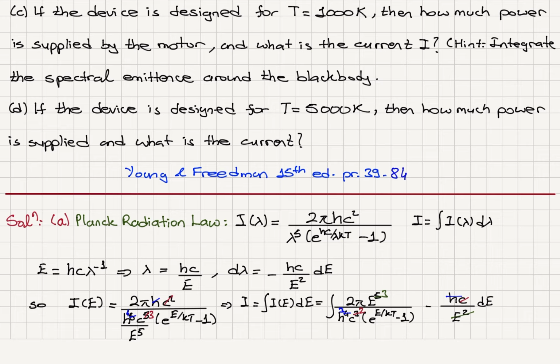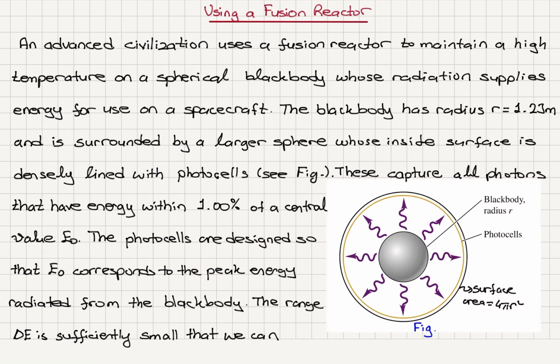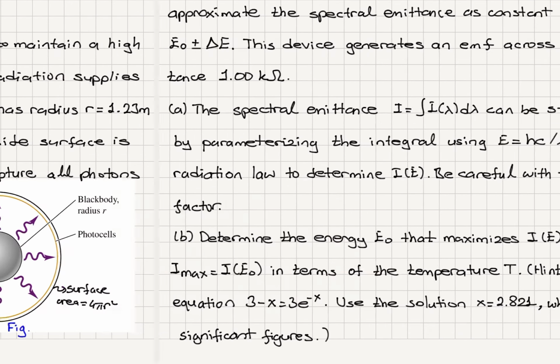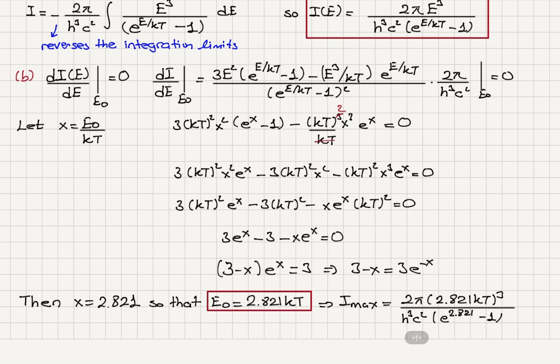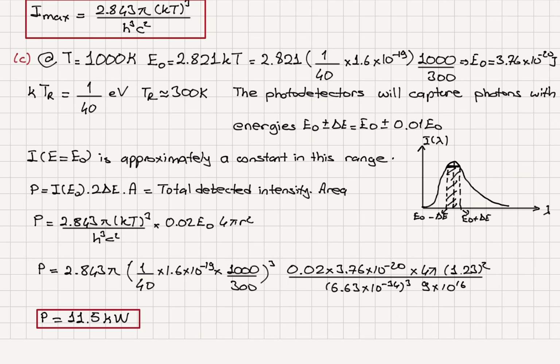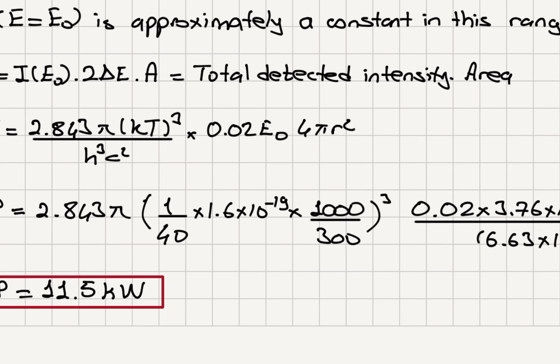Now, we are told that the device has a resistance of 1 kilo ohms, and the power delivered is going to be consumed by this resistor. So it is I squared R is the power.